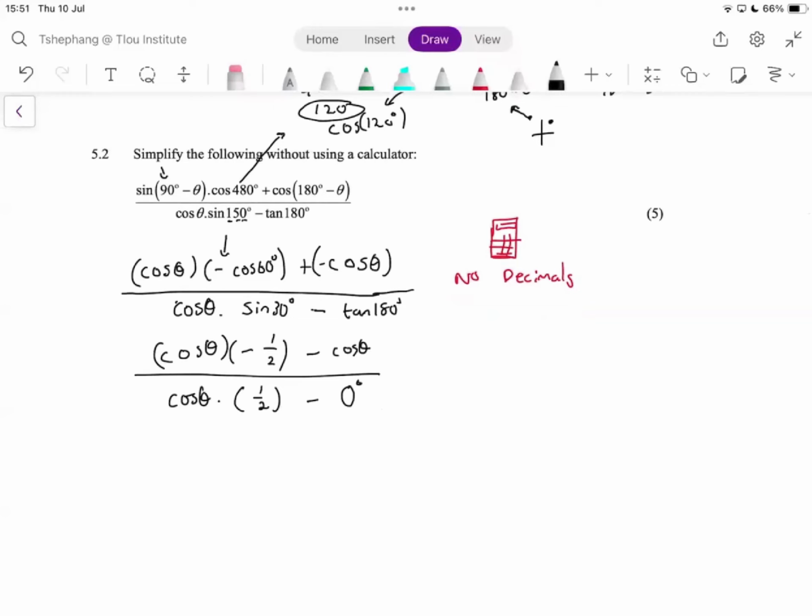Now notice something. This is a half multiplied by cos of theta. What do I want to do? It's the same as saying negative half cos of theta minus cos of theta. Right? This is how I want you to think of it. This is negative half of x minus x. And then down here in the numerator, what do we have? We have half cos of theta.